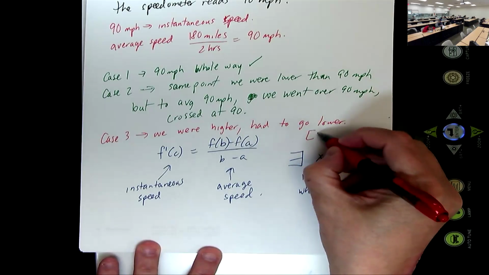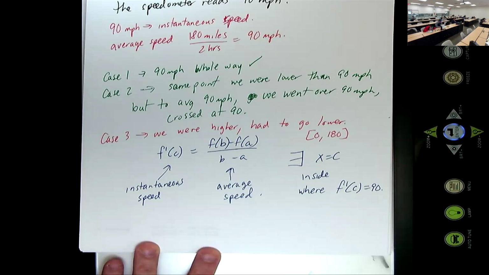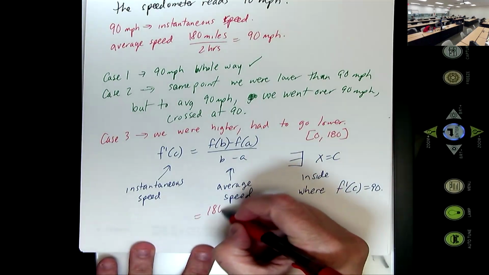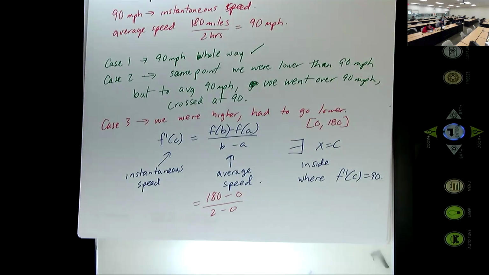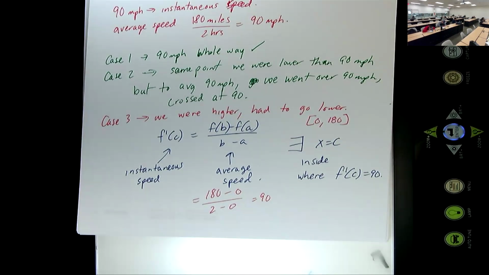That's like starting at 0 and being 180 miles away. Well, that's the f. This would be 180 minus 0 over 2 minus 0, distance over time. That gets you your 90, so we get an f prime of C is 90 somewhere. That's an application of something you think about when you're not even doing math. It totally makes sense.